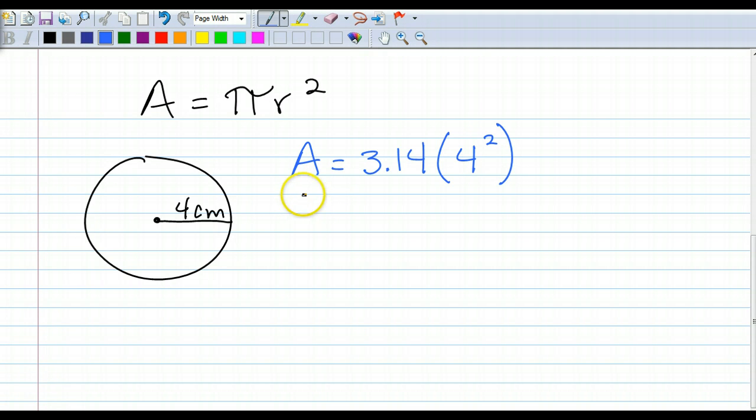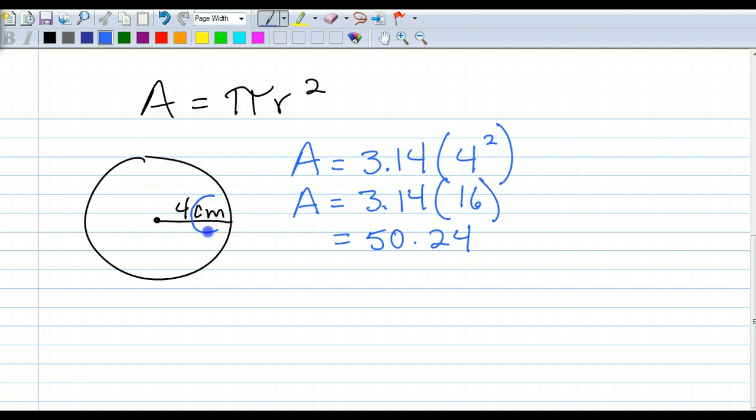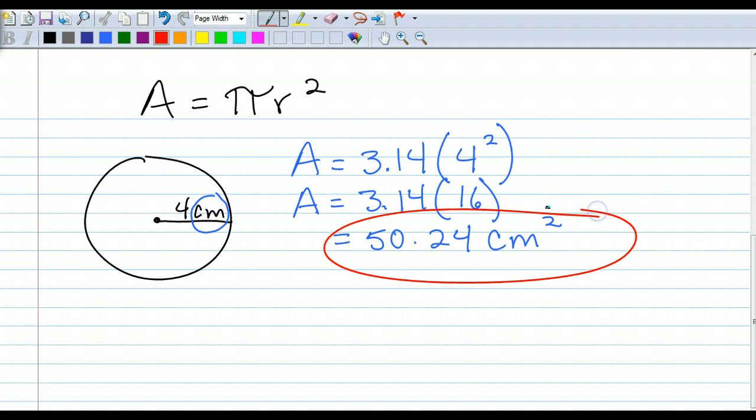Okay, so we now have area is equal to 3.14 times 4 times 4 is 16. And then you plug that into your calculator, 3.14 times 16, and we get the area is 50.24. Go back to see how it's labeled, centimeters squared. And that is our answer. Easy peasy, right? Easy as pie.